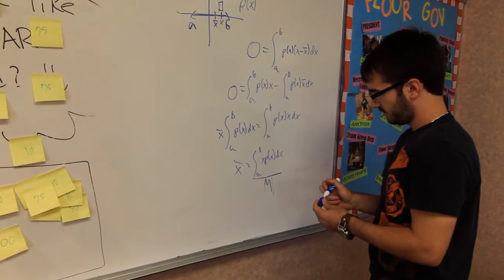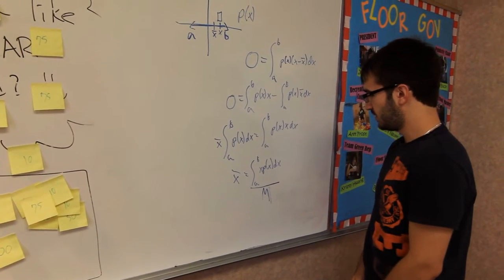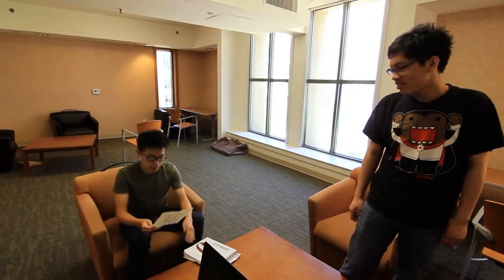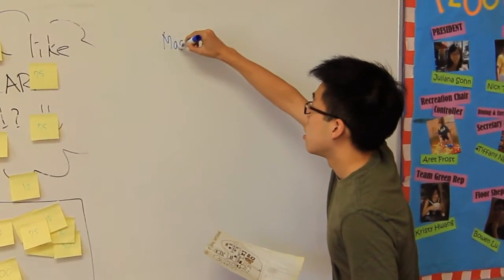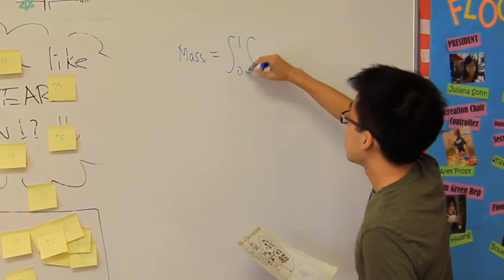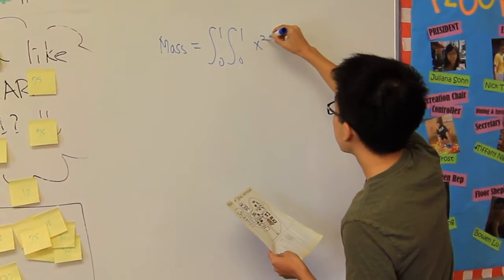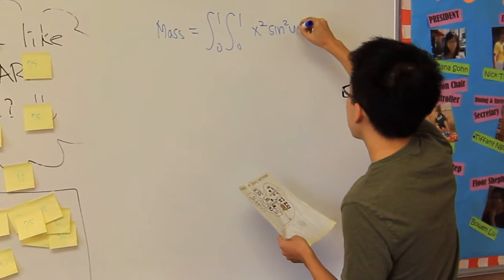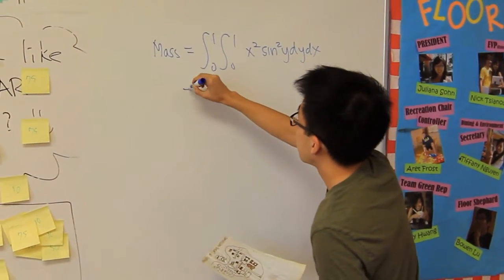And yeah, you guys did the hard part. Now it's just do the easy part. Alright, so let me just solve for the mass. Alright, so the mass should then be the double integral from 0 to 1, 0 to 1 of our density function x squared sine squared y dy dx. And let me just split this up.